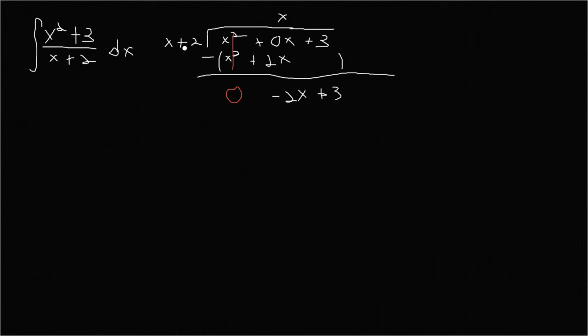So we're going to say what times x will give negative 2x, and that is negative 2. So negative 2. And so we're going to subtract this, and so we know this is negative 2x. And so now we're going to look at this term and say what is 2 times negative 2, and that is negative 4. So we're going to do negative 4. And so whenever we subtract, these negative 2x's will cancel.